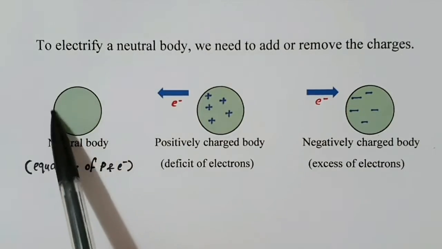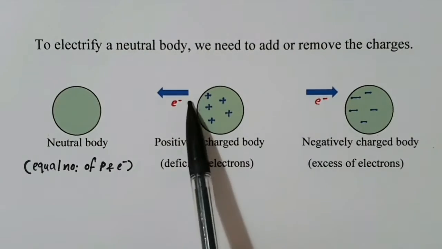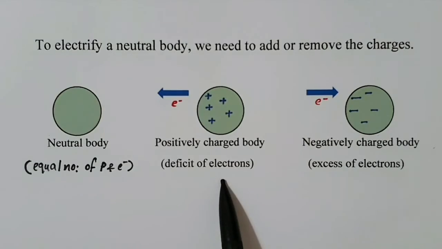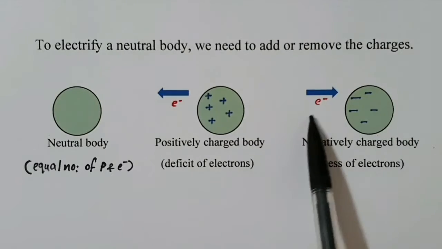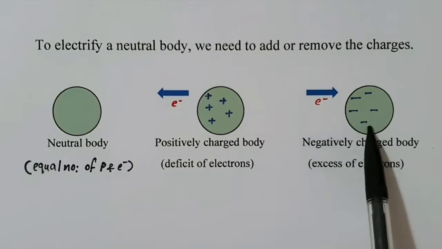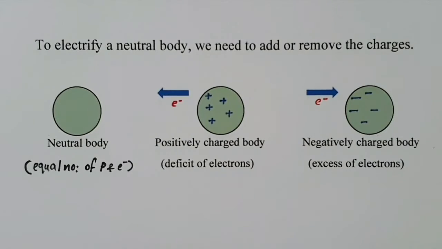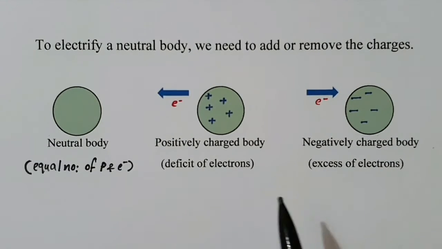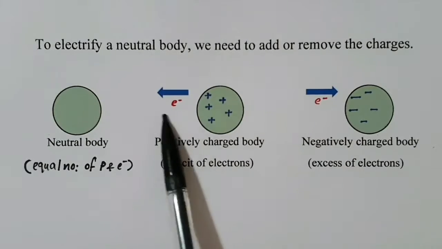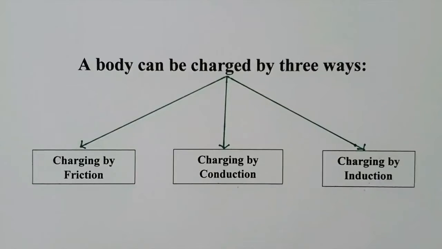We know that to electrify a neutral body, we need to add or remove charges. For example, a body will become positively charged when it loses some electrons, and it will become negatively charged when it gains some electrons. Thus, a positively charged body contains a deficit of electrons and a negatively charged body contains an excess of electrons. So, charging means gaining or losing of electrons. There are three ways a body can be charged: charging by friction, charging by conduction, and charging by induction.